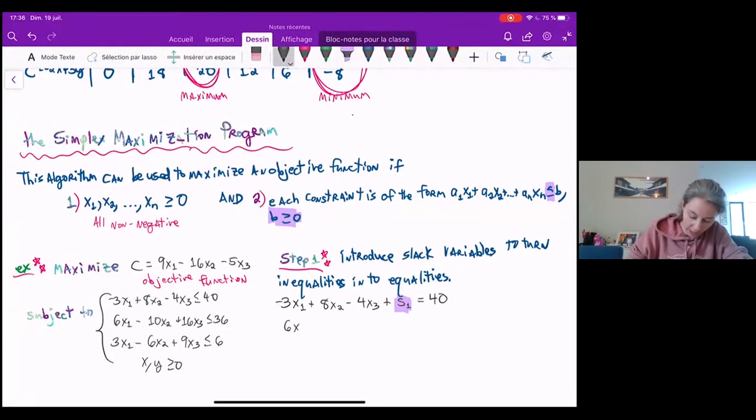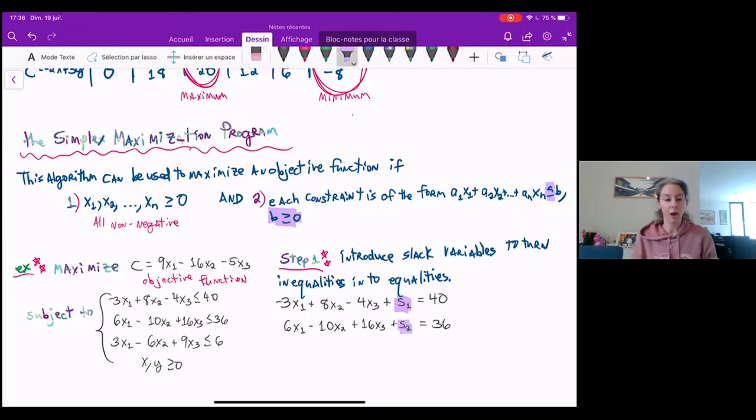Then I'll have 6x1 minus 10x2 plus 16x3 plus S2 is equal to 36. So now I'm saying however much less than 36 it was, add the slack variable, and now it will be equal to 36. And then we'll have 3x1 minus 6x2 plus 9x3 plus S3 and have it equal to 6. Okay, so now for the positivity constraints, I'm not going to introduce slack variables for those, because that's just a thing that has to be true.